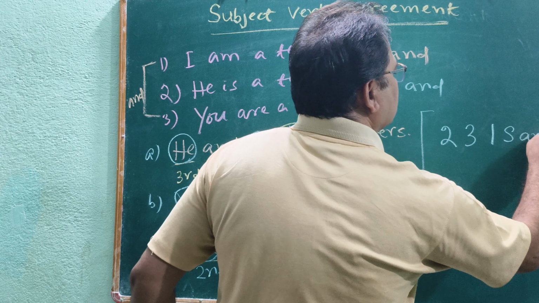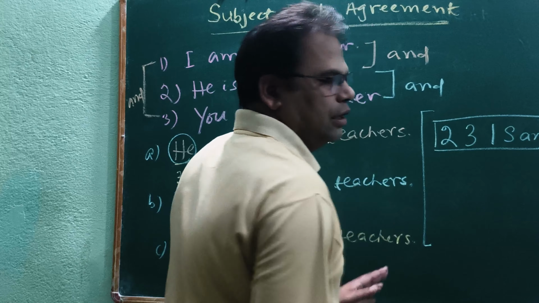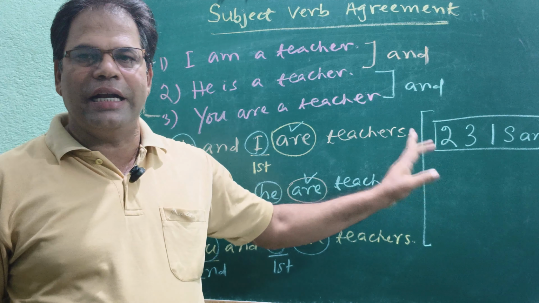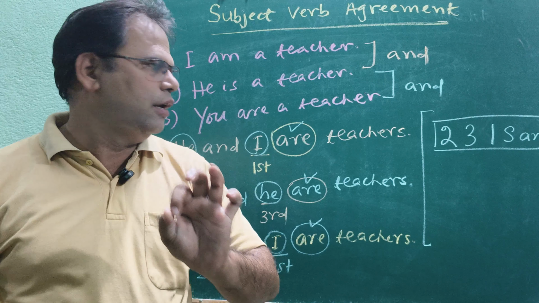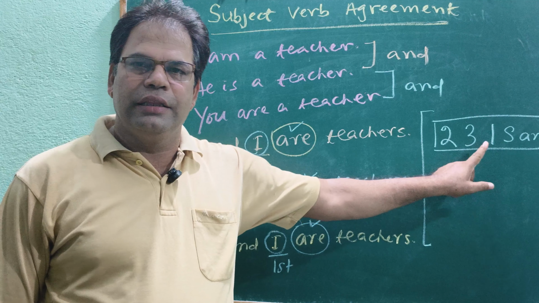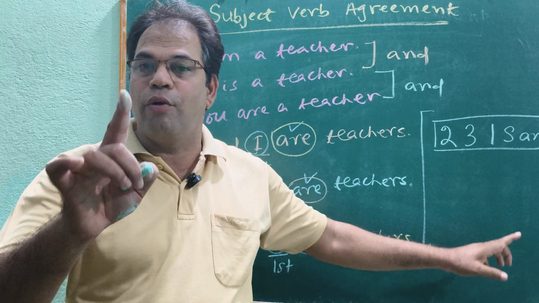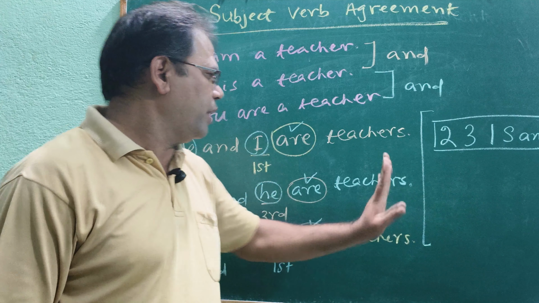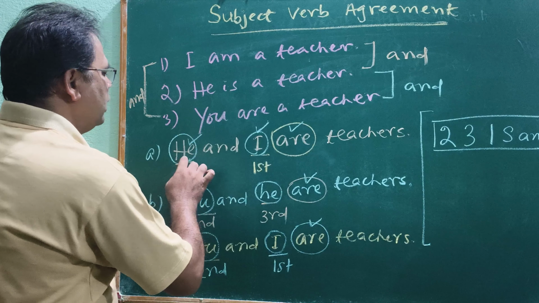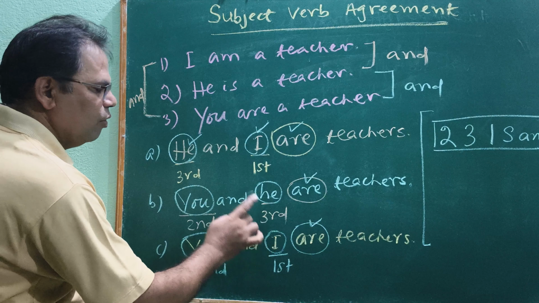and connected with "and". So you may say 231. That means if the singular of first, second and third persons are used as subjects, first we'll take second person, then we'll take third person, then we'll take first person. This is in case of singular and when connected with "and" only, not with other connectives. Okay. So you see, as third person is here, that's why he and I. In the second, you and he. In the third, you and I.